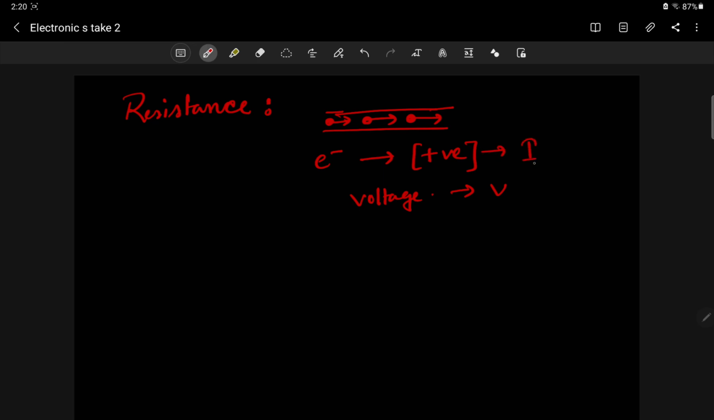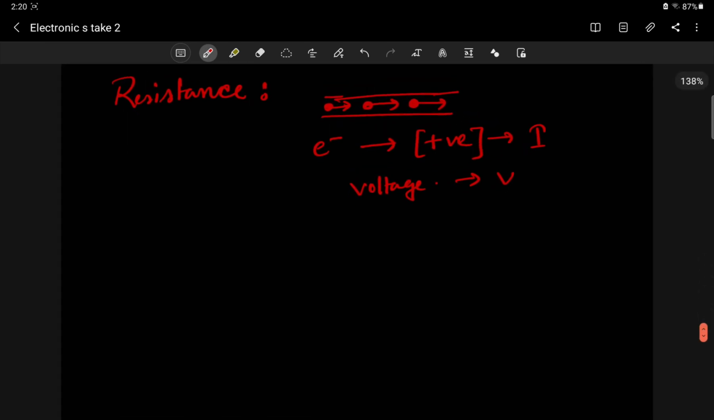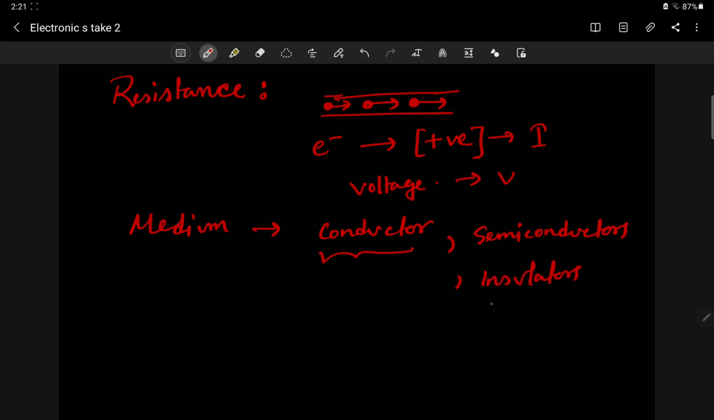is represented with I. Now, the thing is, electrons need a medium to move all the time, right? They cannot just move like this. They need a medium. So the medium for their movement is known as a conductor, whatever can conduct. And then, depending on their conduction process, we have semiconductors that conduct, and we have insulators, or you can say non-conductors.